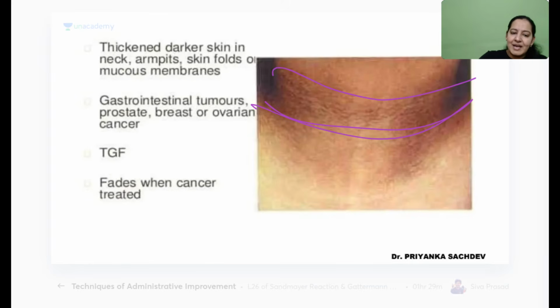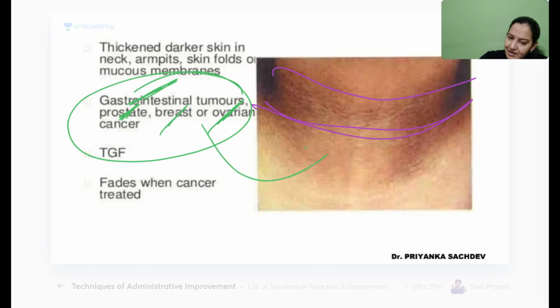Name the malignancy. The malignancy is gastrointestinal tumor, GIT tumor, prostate tumor in males, breast tumor and ovary tumor in females. So these malignancies can result in acanthosis nigricans. Done. Give me a thumbs up. So it is a darker skin at the neck and at the armpits, the axilla also.